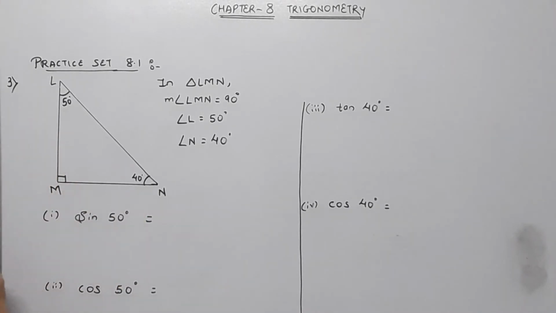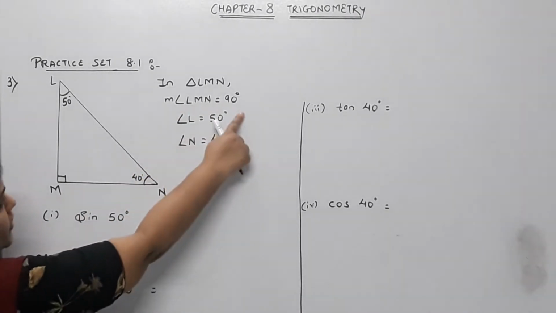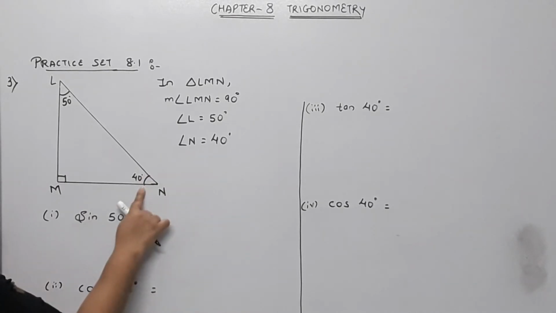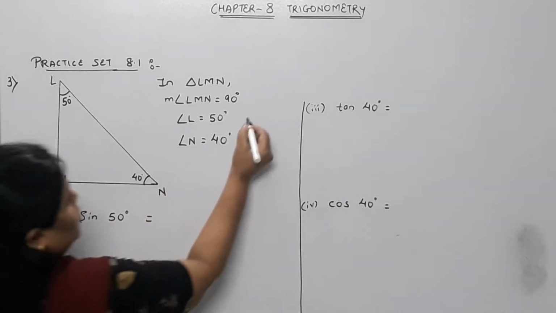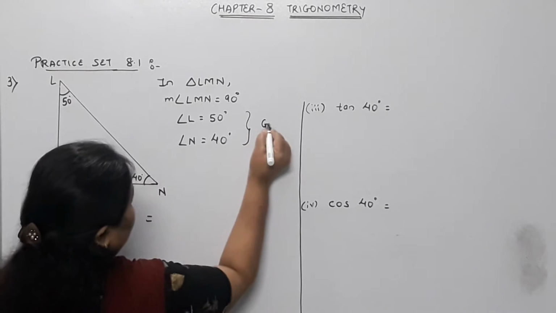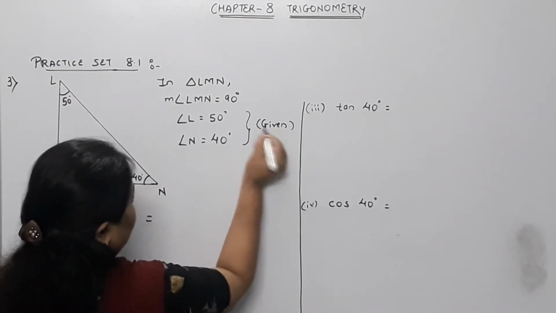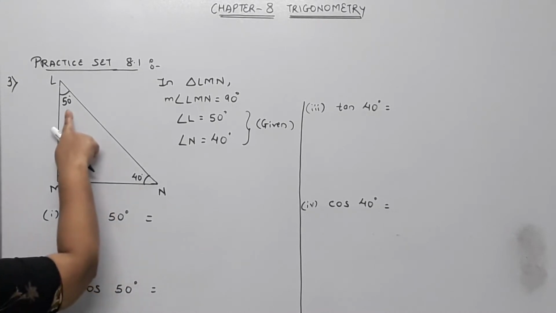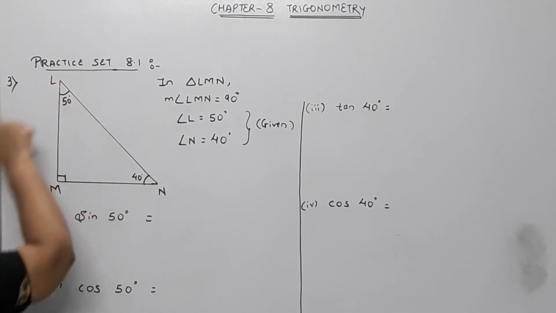Triangle LMN in which angle LMN is 90 degree, angle L is 50 degree and angle N is 40 degree. Right? These all things are given to you. Now what we have to calculate is sin 50. Now where is sin 50? Sin 50 is at angle L.